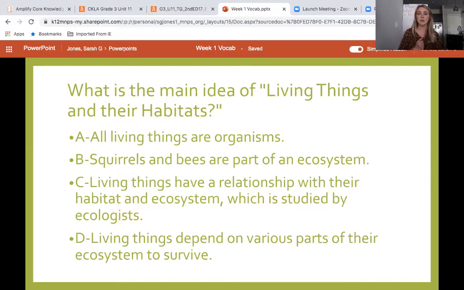D, living things depend on various parts of their ecosystem to survive. If it were me, I would think C would be a better option. D, again, is not incorrect, but C is more detailed and tells me a little bit more. So C should have been your correct answer on Monday. I'll have to give you one-handed snaps if you got it. If you didn't, just make sure that you're thinking a little harder about those questions.